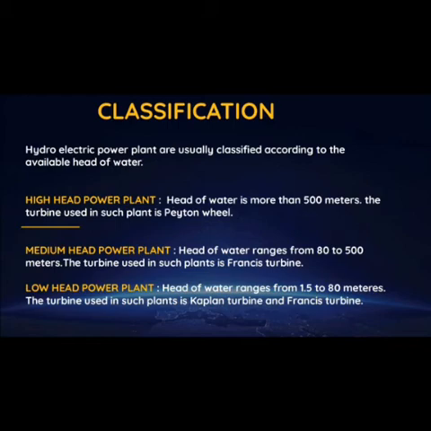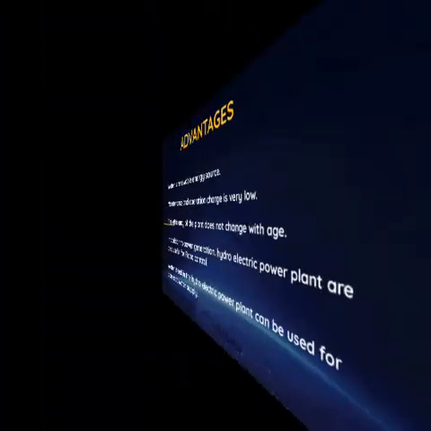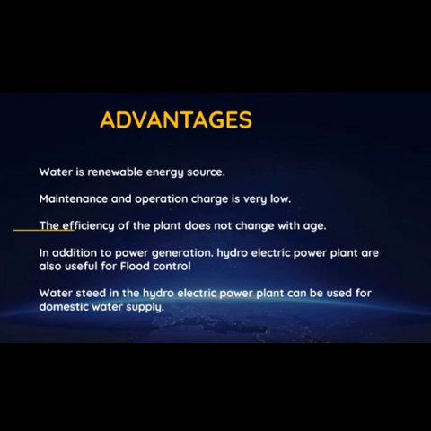So next, classification. Hydroelectric power plants are usually classified according to the available head of the water. First, high head power plant: head of water is more than 500 meters. The turbine used in such a plant is Pelton wheel. Next, medium head power plant: head of water ranges from 80 to 500 meters. The turbine used in such a plant is Francis turbine.